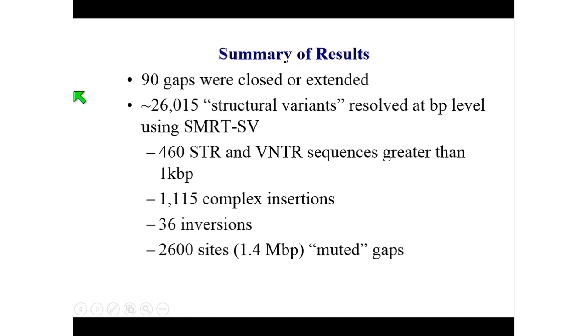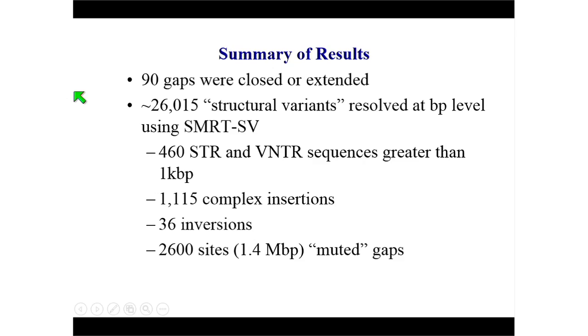We identified within that human haploid 26,000 structural variants, and 99% of these were resolved at the base pair level. So what does that mean? That means we were not inferring the presence of a structural variant based on read depth or read pair. We actually had the sequence structure of 99%. We knew the begin, the end, and the sequence structure of the structural variant.